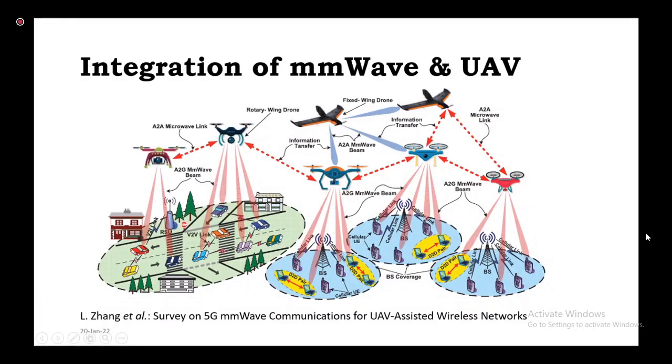And UAV means unmanned aerial vehicle. That is a kind of drone. The wireless drones which carry the base stations can also be used for wireless communication. Since millimeter wave requires line of sight, there is a requirement for UAVs. How millimeter wave and UAV are integrated is shown in this figure. You could see some lower altitude drones are being used, and higher altitude drones are used.